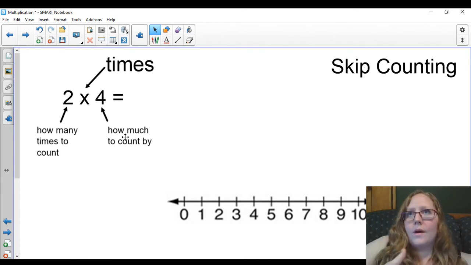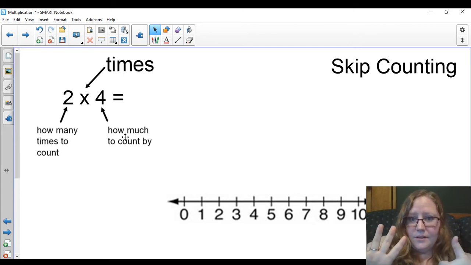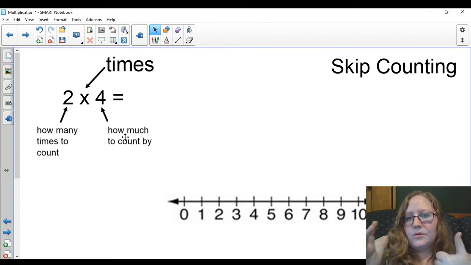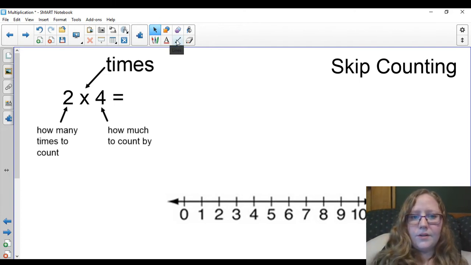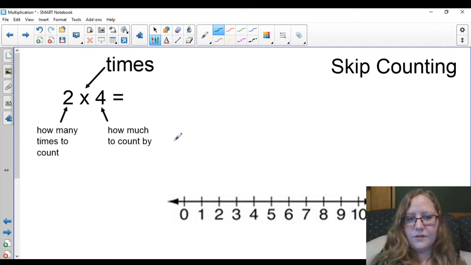So 4, 8. If I was doing 3 times 4, I would count 3 times. 4, 8, 12, and so on. If I was doing 6 times, I'd count 6 times, but I'm counting by 4s. So 4, 8, 12, 16, 20, 24. So 4 times 6 would be 24. I do it on a number line if I want to use a visual.